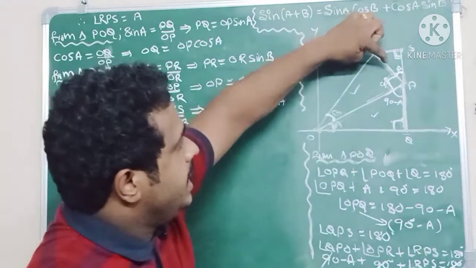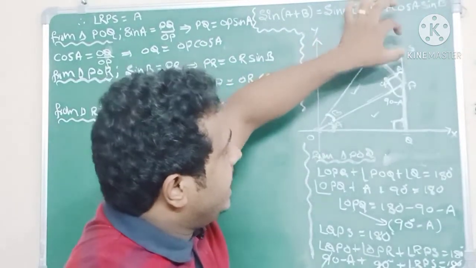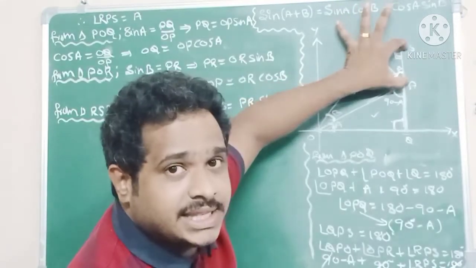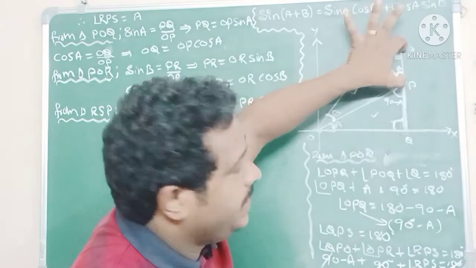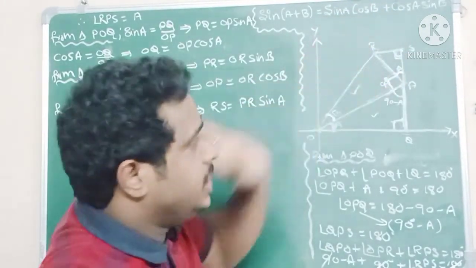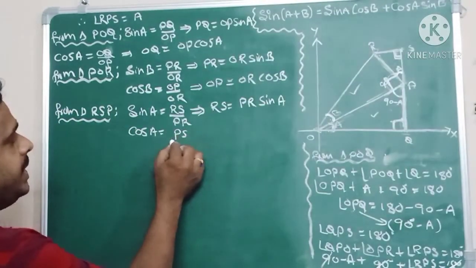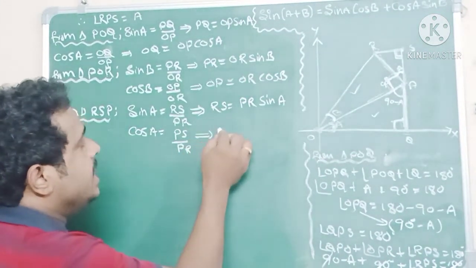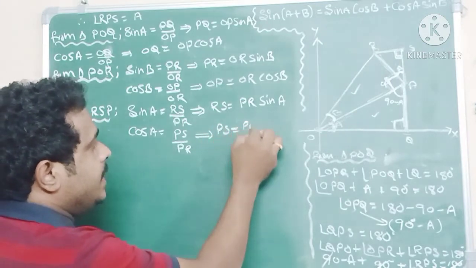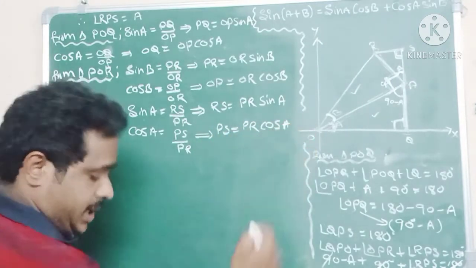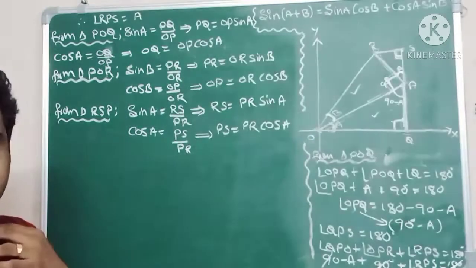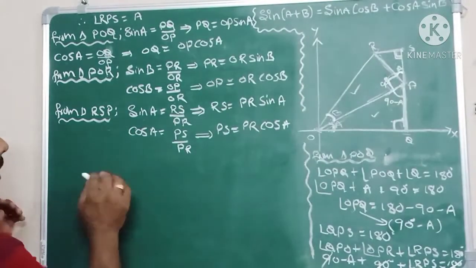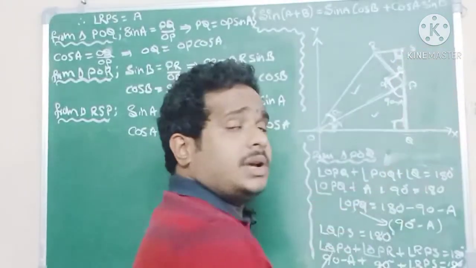In the same way, cos A also. The cos A ratio in this triangle is the adjacent side to A, which means PS, over the hypotenuse, meaning PS by PR. That implies the length of PS equals PR cos A. Now this triangle information is also completed.